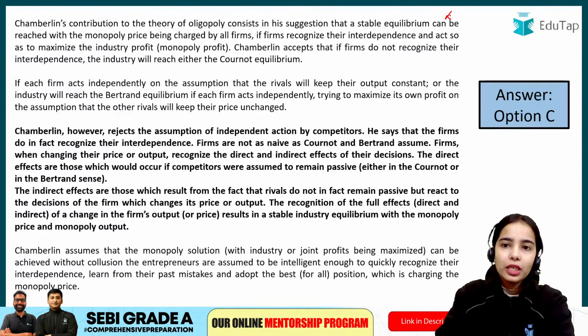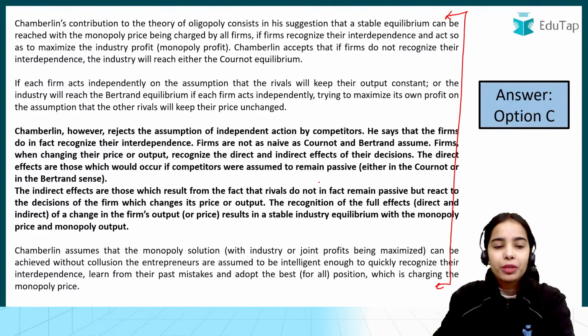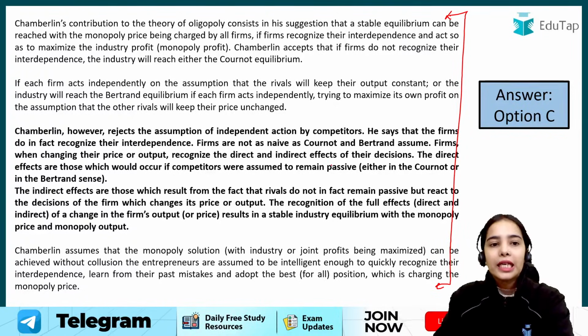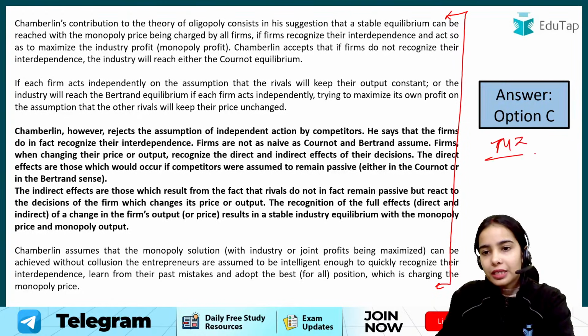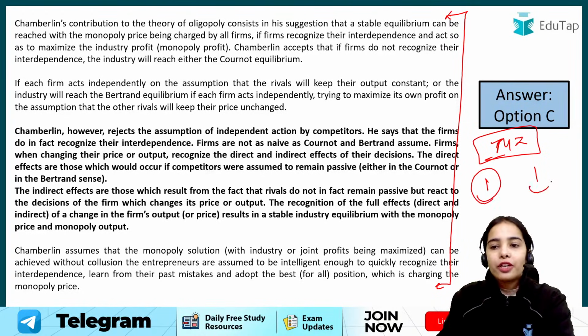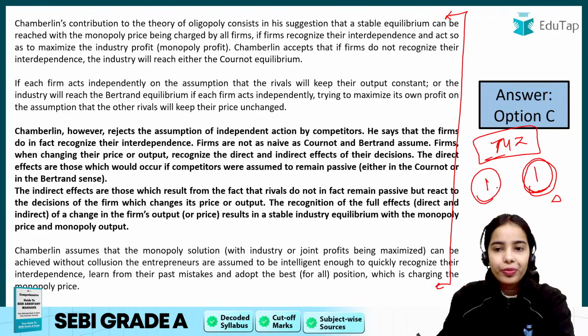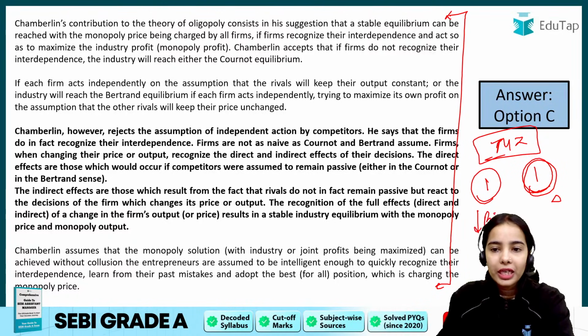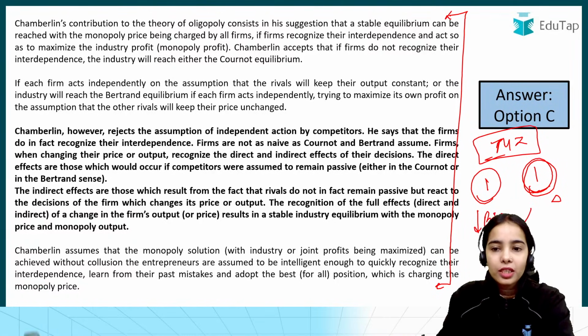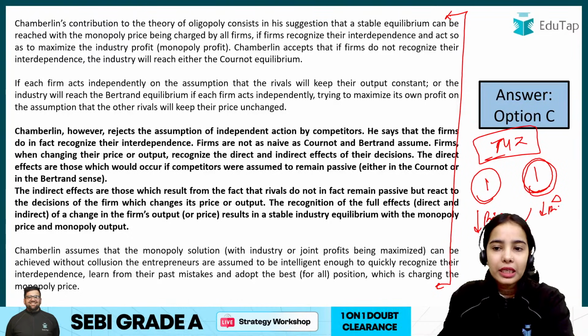So Chamberlain model, here I have given you the brief about the Chamberlain model. Basically, Chamberlain has said that the firms recognize that they are mutually interdependent on each other. One firm's action affects the other firms, and the other firm will also take action. That means if one firm is decreasing the price to capture the market share, the other firm will also retaliate and will decrease the price so that it does not lose the market share.